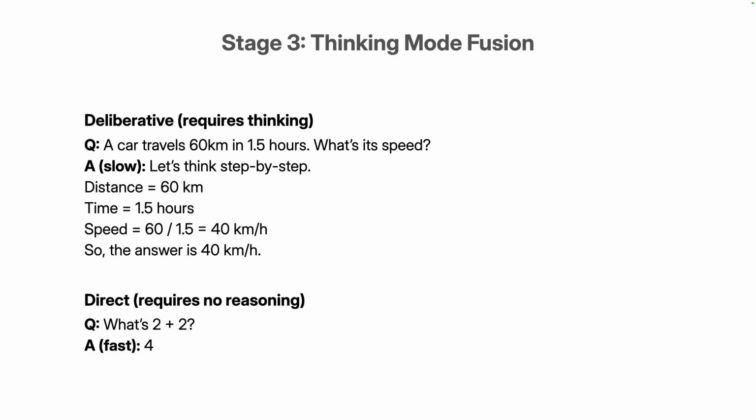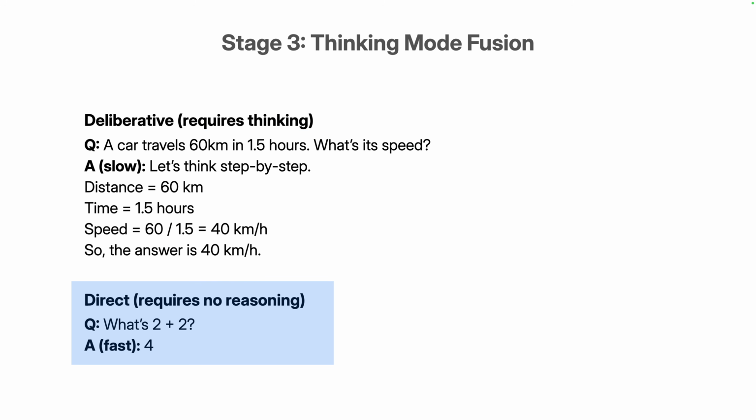Now we have a model that is very strong in reasoning, but not every problem requires deep, slow thinking. So in order to make the model more flexible, stage 3, thinking mode fusion, teaches it to distinguish between problems that require deliberation and those that can be solved more directly. So here we can see an example of 2 such problems. The first requires the chain of thought reasoning that the model has been taught so far. So if we have a look at this question, a car travels 60 kilometers in 1.5 hours, what's its speed? It prompts the model to think about it step by step.